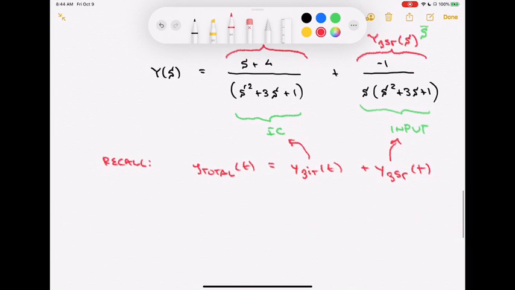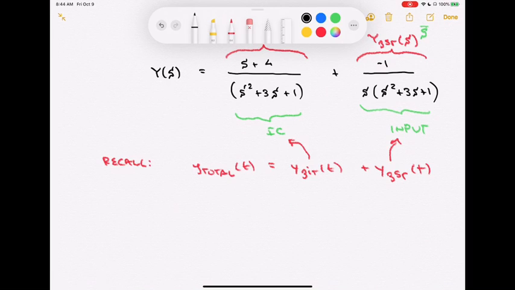For this particular one, it only asks for the total response, so I don't think we have to have a separation. And so I'm going to just go ahead and combine those terms right now. You could combine the terms after you did partial fraction expansions and after you did the inverse transform, but just for illustrative purposes, I'm going to go ahead and combine them together now. So what I would like to do is take my expression for y of s and represent it as a single rational function.